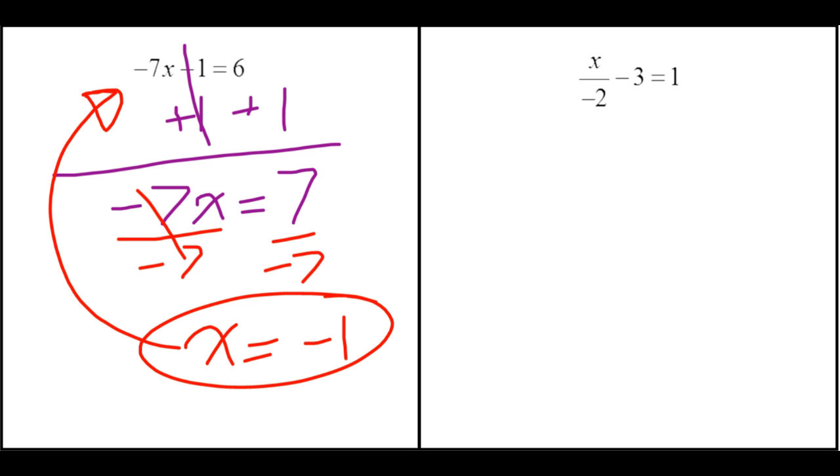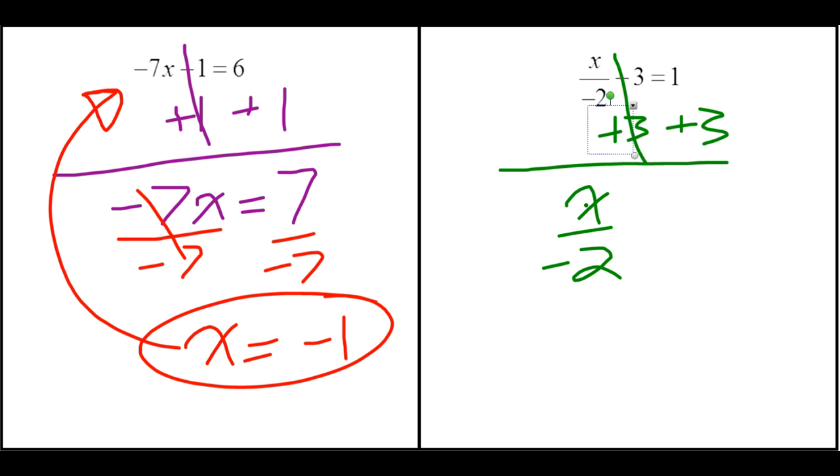And now for the one on the right, we're going to add 3 first, again using the addition or subtraction first. -3 plus 3 is 0, so we have x divided by -2, and 1 plus 3 is equal to 4. Now, x is being divided by -2, so we're going to multiply both sides by -2. I'm going to write it again on the side to remind myself that it's not the -2 that's being multiplied by -2. It is x divided by -2 that is being multiplied by -2.